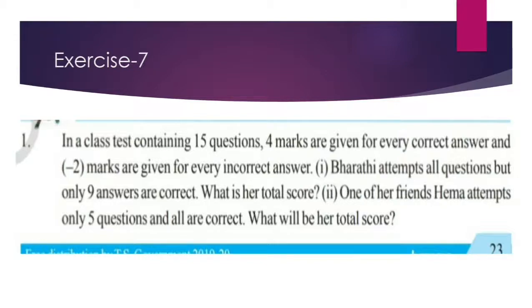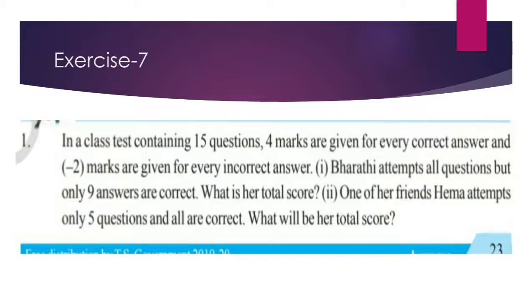So see here, Bharati attempts all questions, but only 9 answers are correct. So she wrote 15 questions, but 9 out of 15 are correct. What is her total score? Now we have to calculate that. And see the second part.